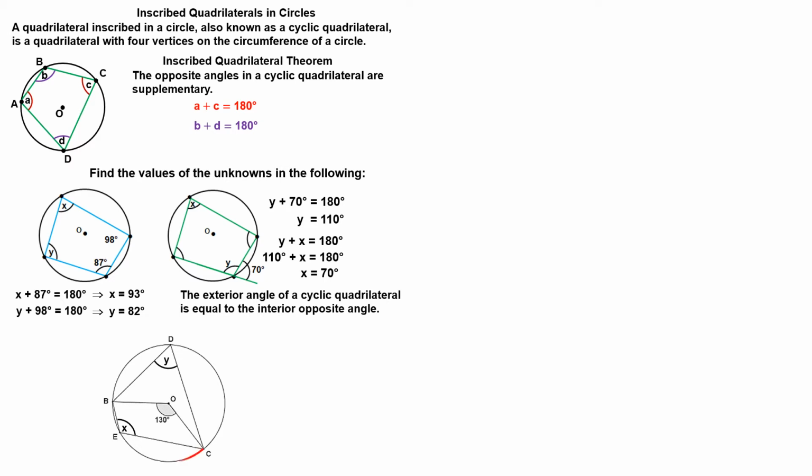Y is an inscribed angle and 130 degrees is a central angle. If a central angle and an inscribed angle intercept the same arc, then the inscribed angle is half the central angle. Y equals 65 degrees. Look at the cyclic quadrilateral. Opposite angles of cyclic quadrilaterals are supplementary, so x plus y equals 180 degrees. Replace y with 65 and solve for x. X equals 115 degrees.